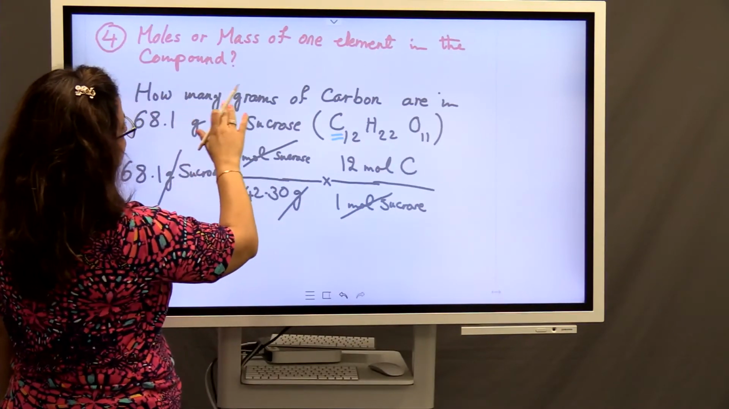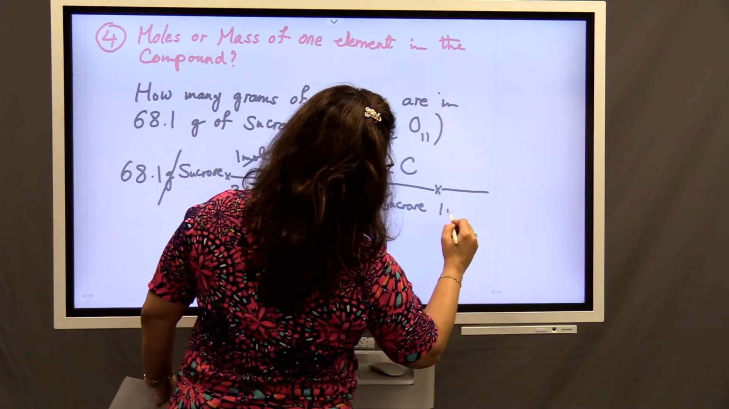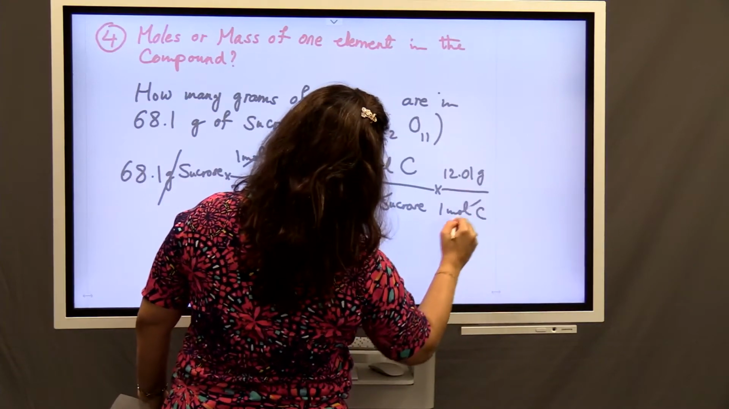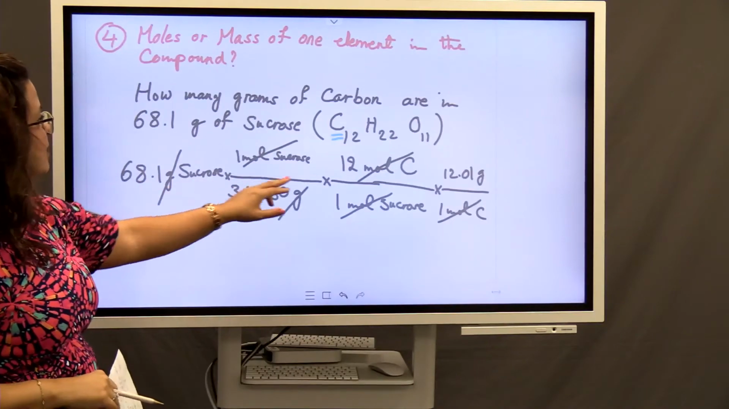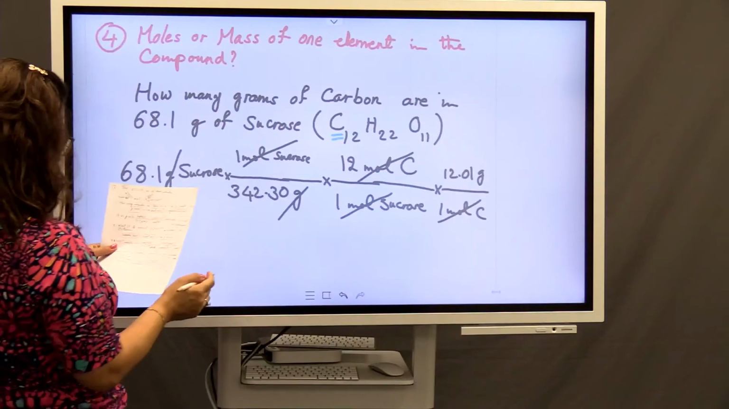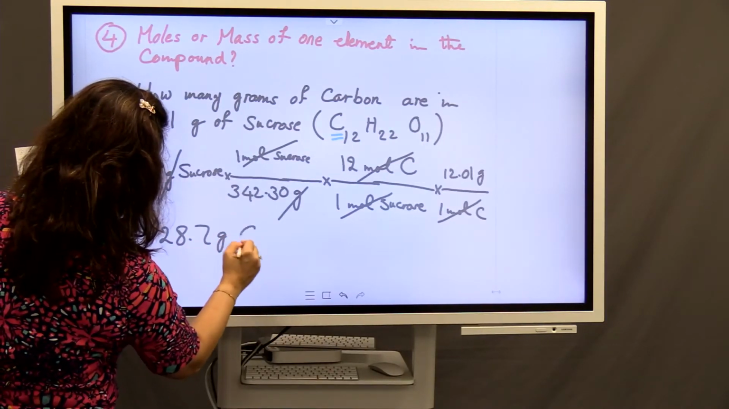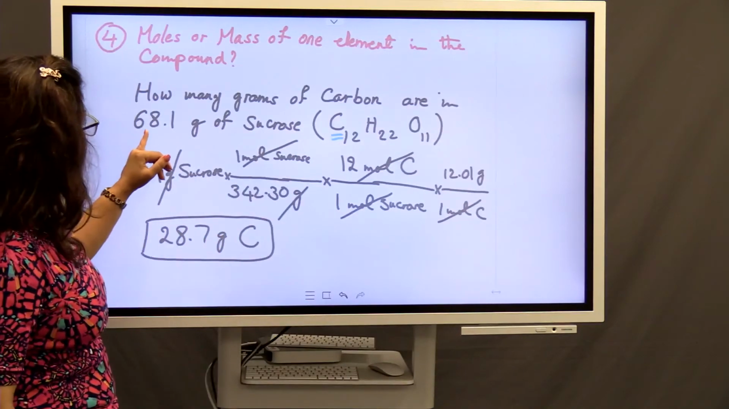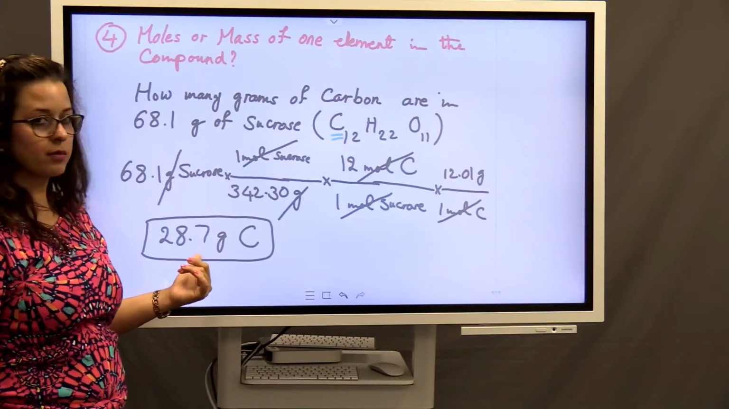And now, because you're solving for grams of carbon, 1 mole of carbon is 12.01 grams. So if you multiply 68.1 times 12 divided by 342.30, you will have 28.7 grams of carbon. So you see, in 68.1 grams of sucrose, you will have 28.7 grams of carbon.